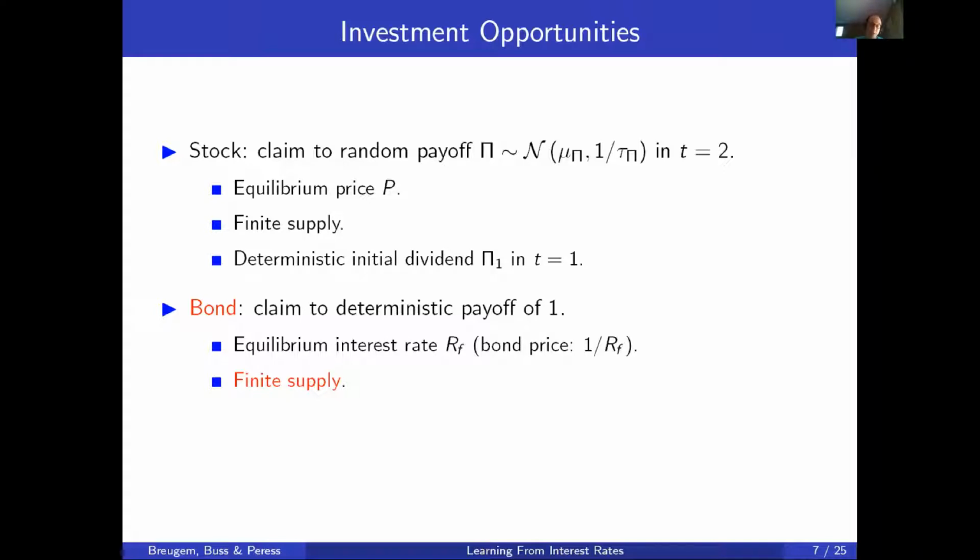Now, more new is the bond market. The bond is a claim to a deterministic payoff of 1, so one unit of good, if you want. Its price is 1 over the interest rate, which we denote RF, so the equivalent interest rate is RF. What's key here is that the bond is in finite supply, as opposed to traditional models, where it is in perfectly elastic supply and fixed. So here we have an endogenous interest rate.